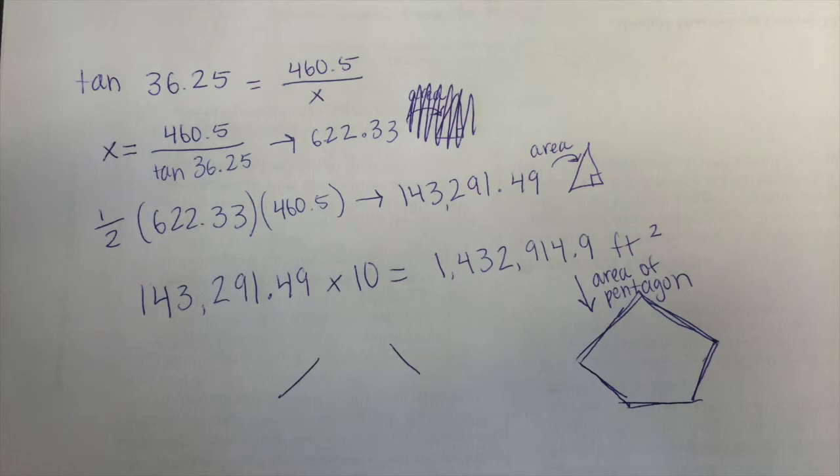So now that we have the area of the right triangle, we have to multiply that by 10 because there's 10 right triangles. So that'd be 100,443,291.49 times 10, and that's 1,432,914.9 feet squared, and that's the area of the pentagon.